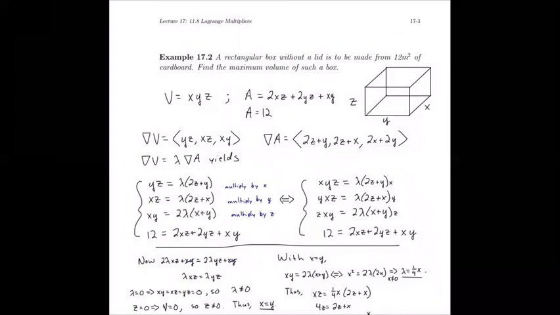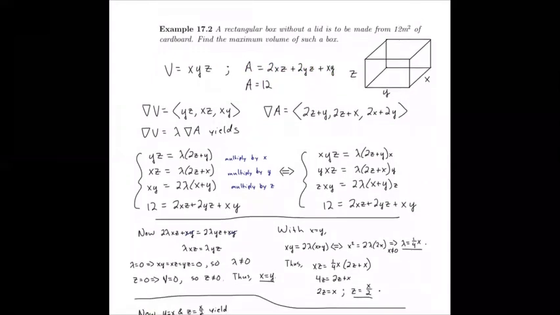Okay, so the volume function, V equals XYZ, is going to be our value function. We want to find the maximum of that, and we need the area of this thing to be equal to 12. Well, we have two faces that have area xz, two faces with area yz, one face with area xy. That's the bottom face down here. Okay, so that's our value function, our constraint function, and really setting this function equal to 12 is what G actually is. So find the gradient of V, find the gradient of A.